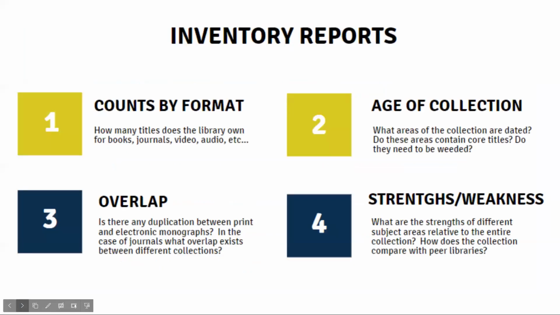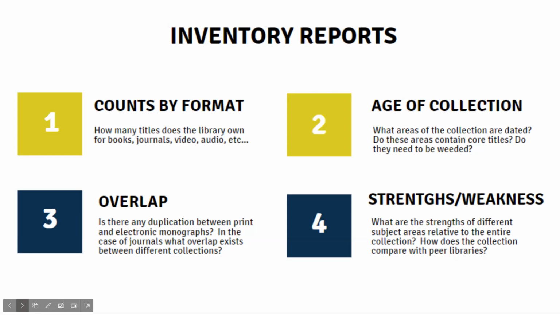What I want to talk about are 4 different kinds of inventory reports. We have our holdings counts. Those will help us answer questions about the size of our collections, how many titles, items, volumes, portfolios that we have. And then we have age of collection reports. Those help us with our weeding and purchasing decisions and inform us about what subject areas are dated, or maybe do they need to be weeded.